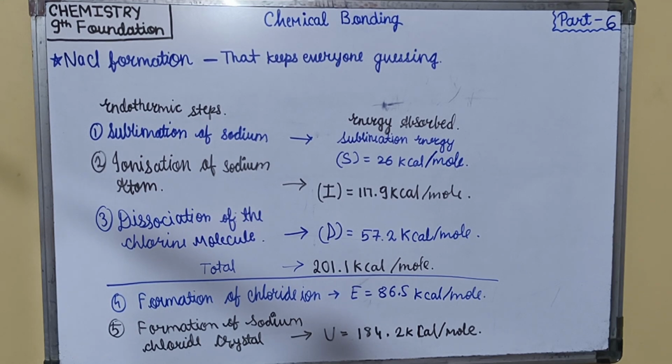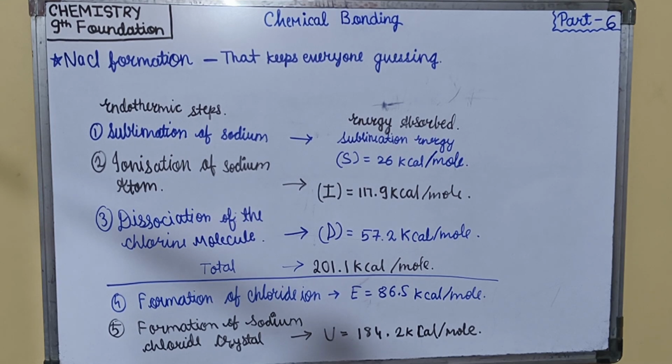Energy equations in the Born-Haber cycle. First is total energy absorbed, equal to S plus I plus D by 2. Second is total energy released, that is E plus U. And third is formation energy, that is F equals S plus I plus D by 2 plus E plus U.